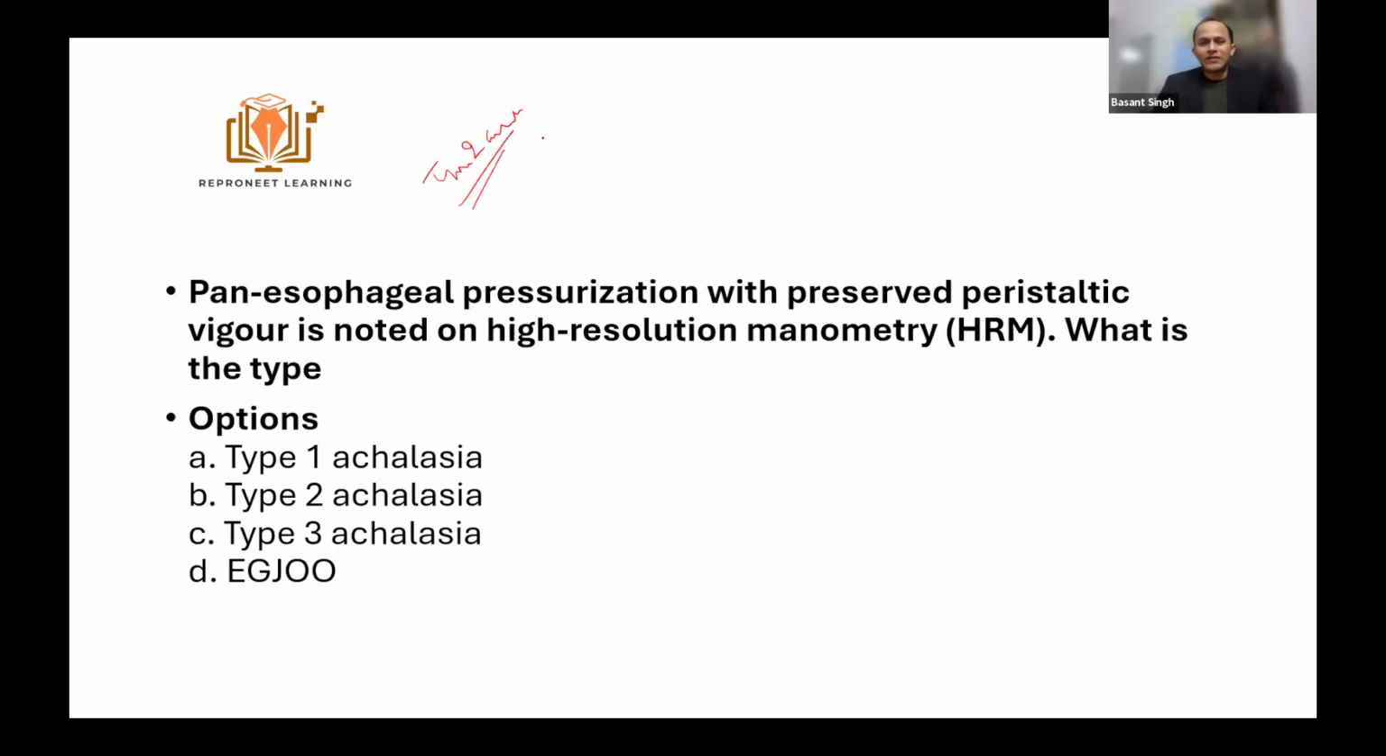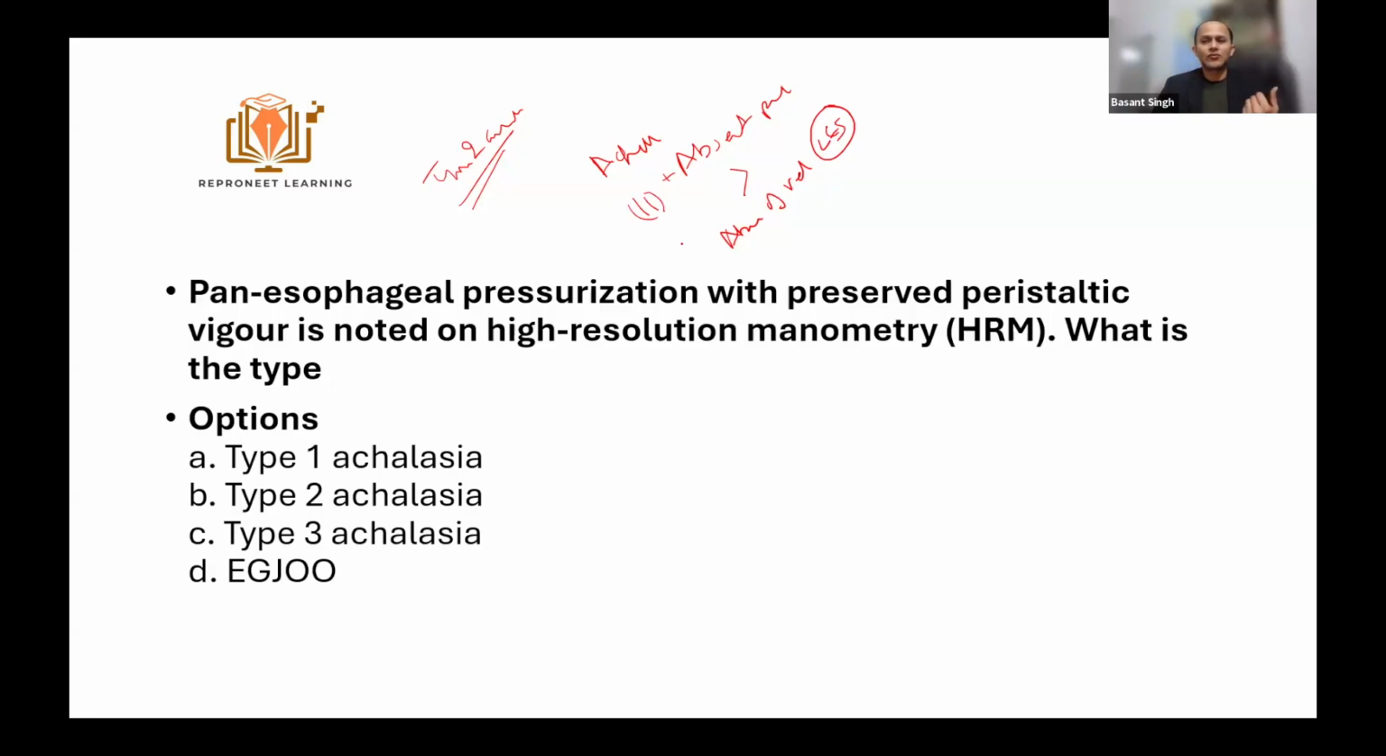By definition, achalasia cardia will not have a normal peristalsis. That is the basic definition of achalasia cardia. So how do we define achalasia cardia? By two ways. One is absent peristalsis, and that is more important than absence of relaxation of the lower esophageal sphincter. So these two are prerequisites for diagnosis of achalasia.